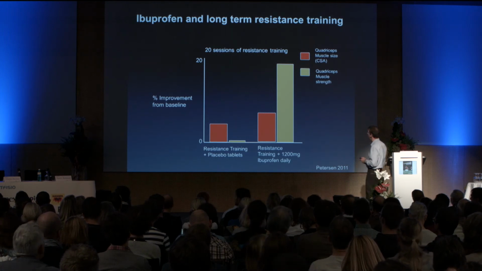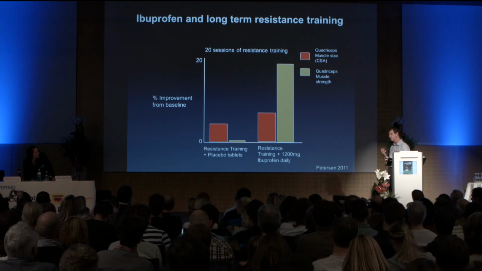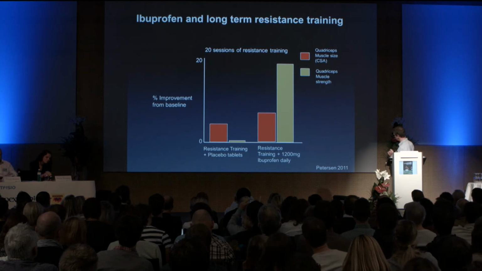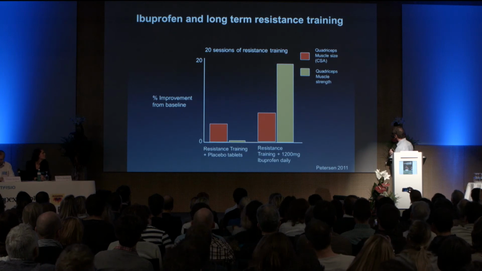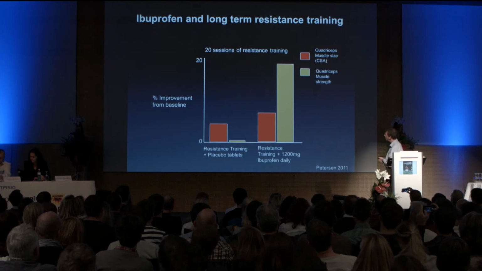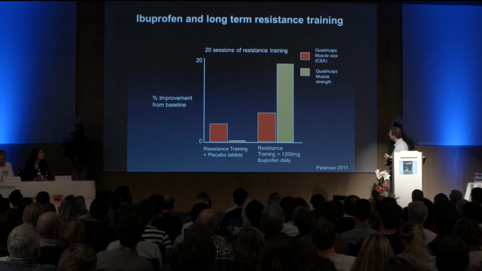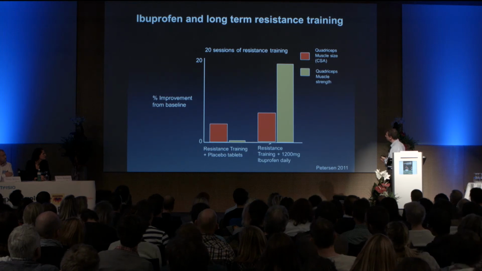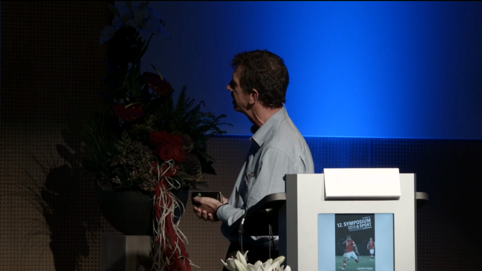And my final slide relates to non-steroidal anti-inflammatories. And this was a study by Peterson and co-workers. And essentially, they took a group of individuals and looked firstly at their muscle size of their quadriceps. So that's the red, the cross-sectional area of the quadriceps muscle. They looked at muscle strength as well. And there was one group that got resistance training, which involved 20 sessions of resistance training, and another group that got resistance training with ibuprofen. So we had placebo tablets across here, and we've got the ibuprofen going on here.